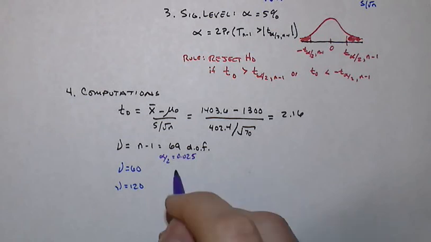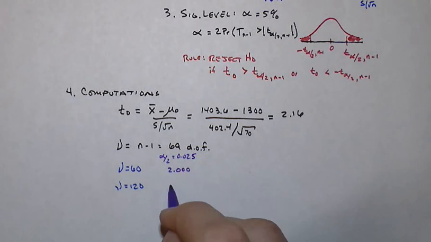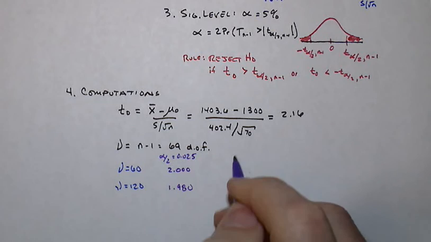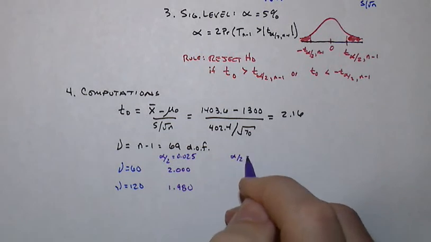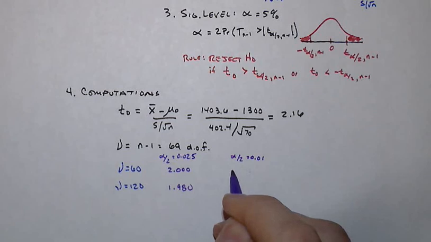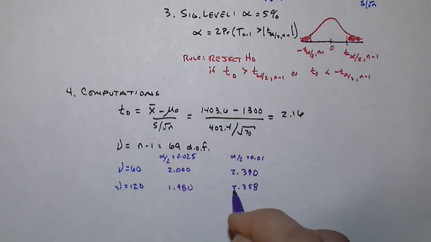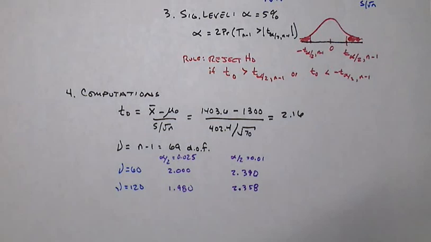And under that, for nu equal to 60, we have 2.000. And under 120, we have 1.980. And then over here for alpha over 2 equal to 0.01, we get 2.390 and 2.358. And notice if you really wanted this t-value, you could determine it crudely through linear interpolation, but it'd be better to use something else like software to come up with this. But we really only need the bounds, right?